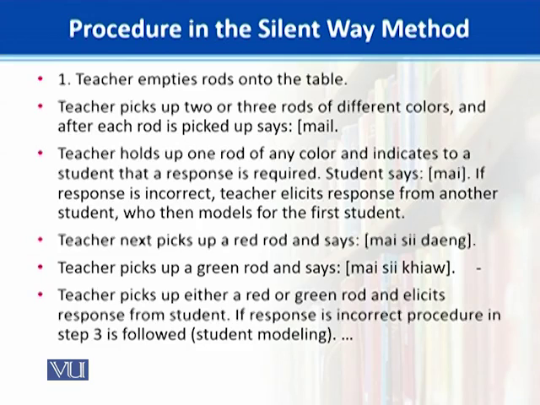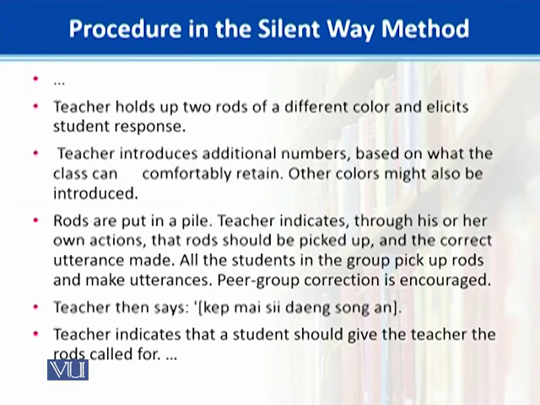repeated by another student. So basically this is a process of pair learning where a student, if unable to perform it, another student comes for support. The teacher holds up 2 rods of a different color and then elicits student response. At the next stage, the teacher introduces additional numbers based on what the class can comfortably retain.